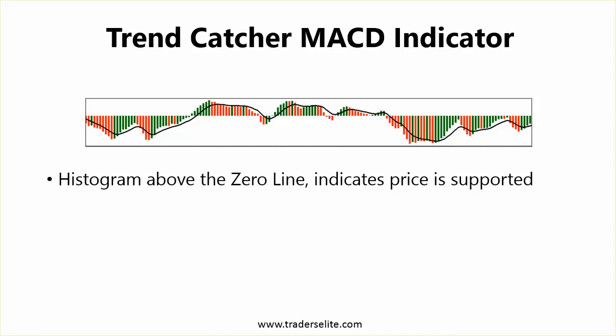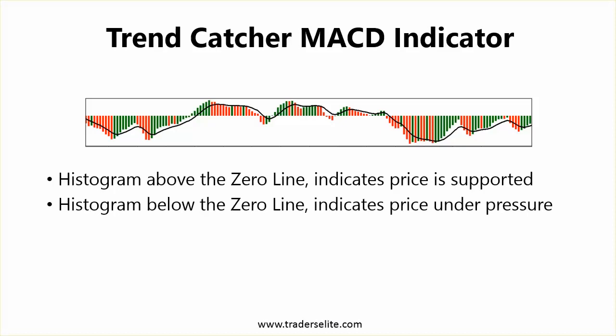And the histogram above the zero line indicates price is supported. So when used in combination with a buy moving average crossover, it works extremely well. And so too, the histogram below the zero line indicates the price is under pressure.